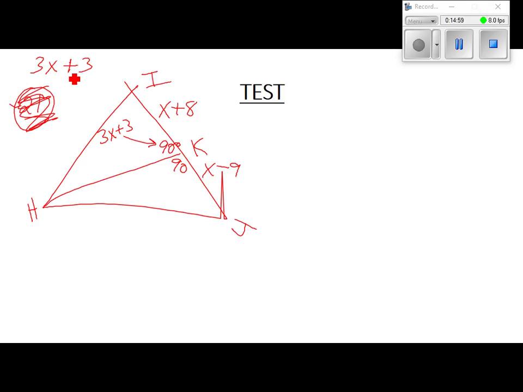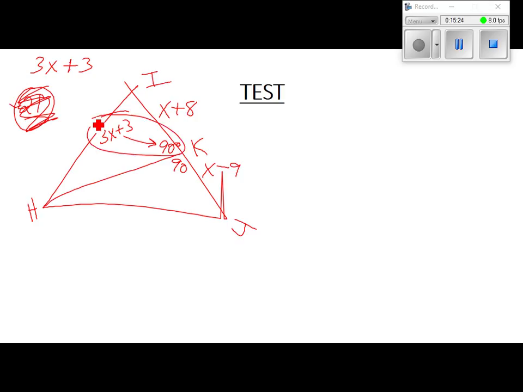What equation can I set up here? This is where most people messed up because they didn't know what equation. 3x plus 3 equals. Can I set these two equal to each other? No, you cannot. It's not a median, is it? Can I set this equal to that? No, one's an angle, one's a segment. Can I set this equal to that? No. One's an angle, one's a segment. Can I add these two together and set it equal to that?